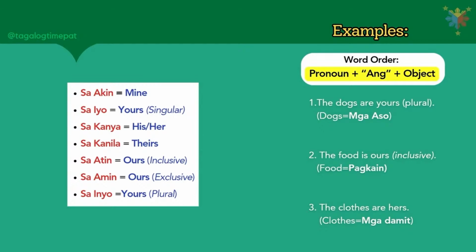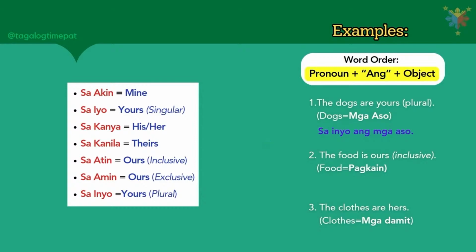All right, so let's start with number 1. The dogs are yours, plural. Sa inyo ang mga aso. So the pronoun is sa inyo, which is yours, plural. Ang, and then it's the object, mga aso. Mga makes it plural. So sa inyo ang mga aso, the dogs are yours.